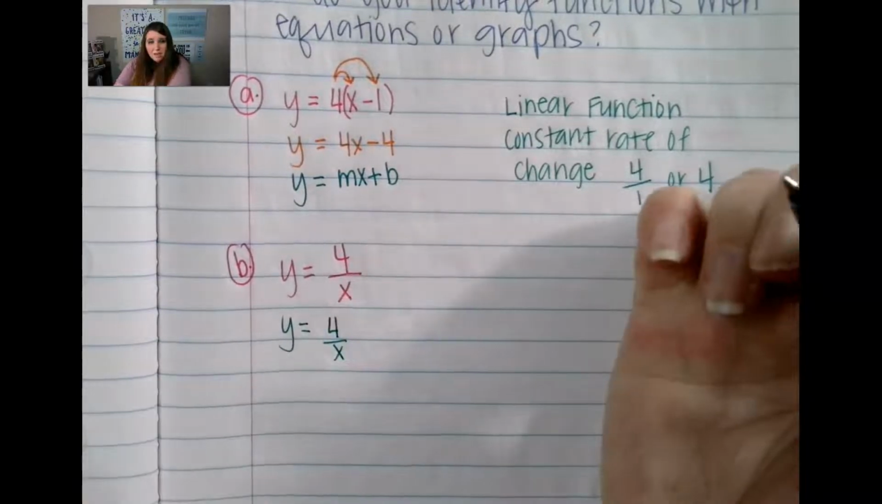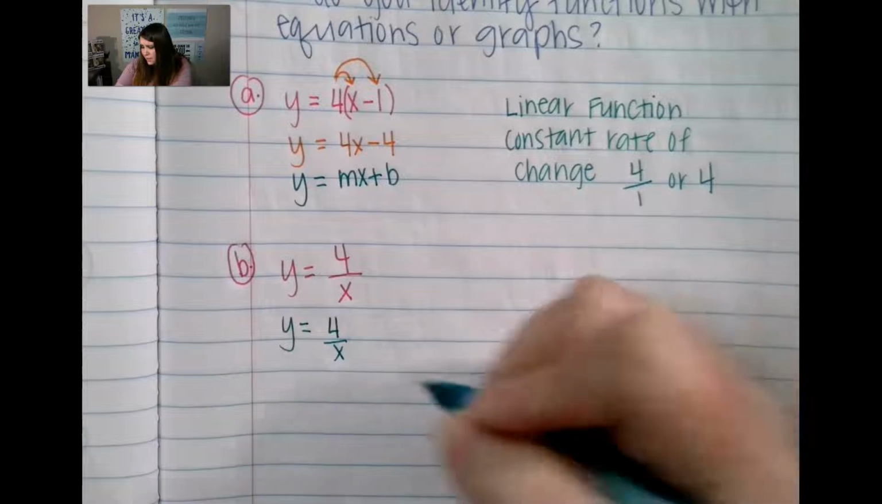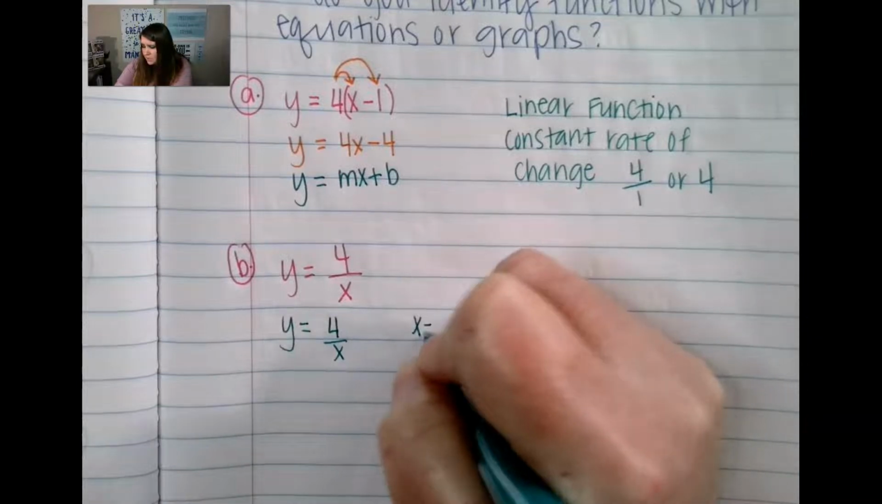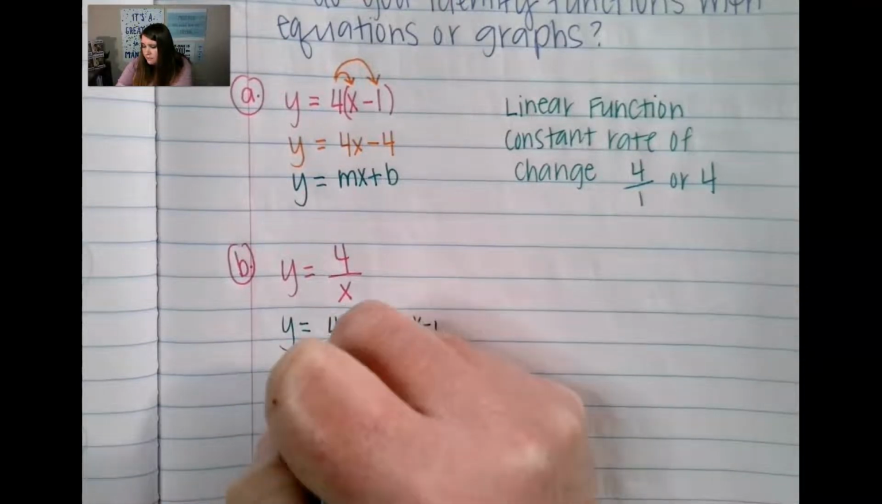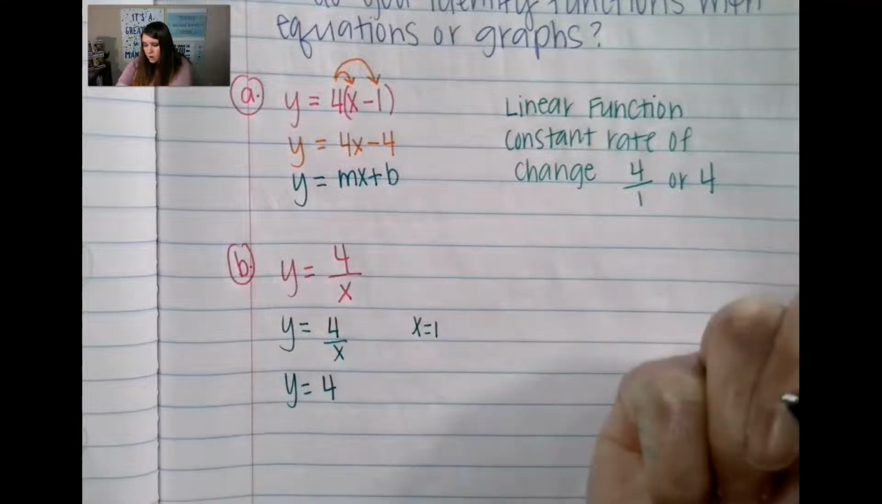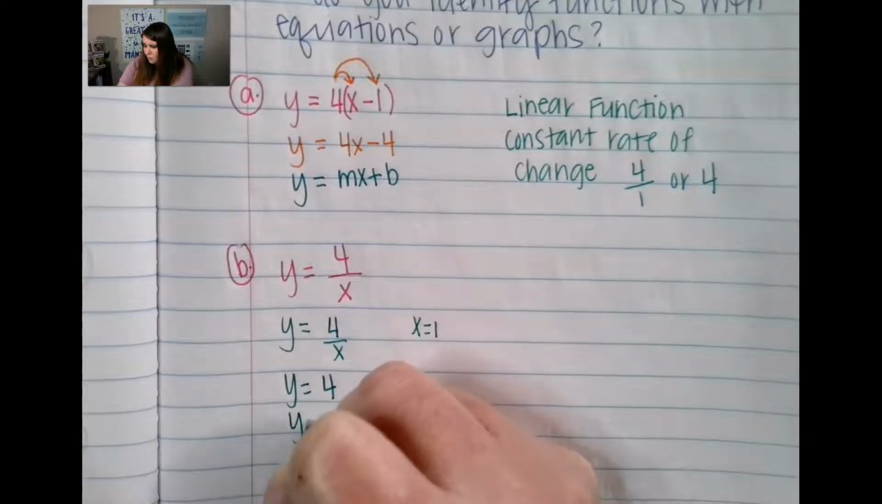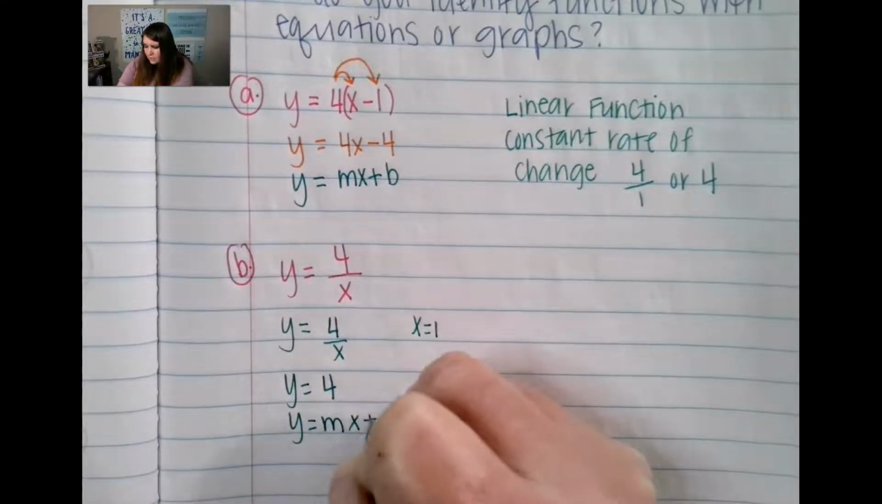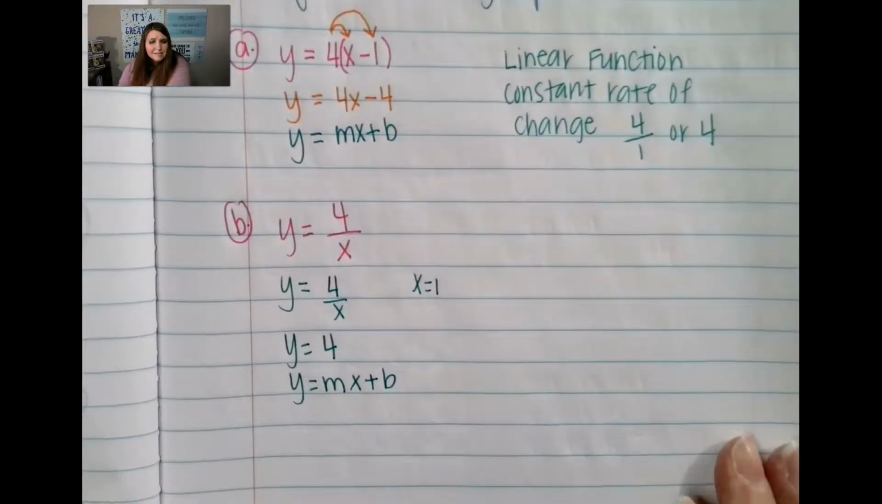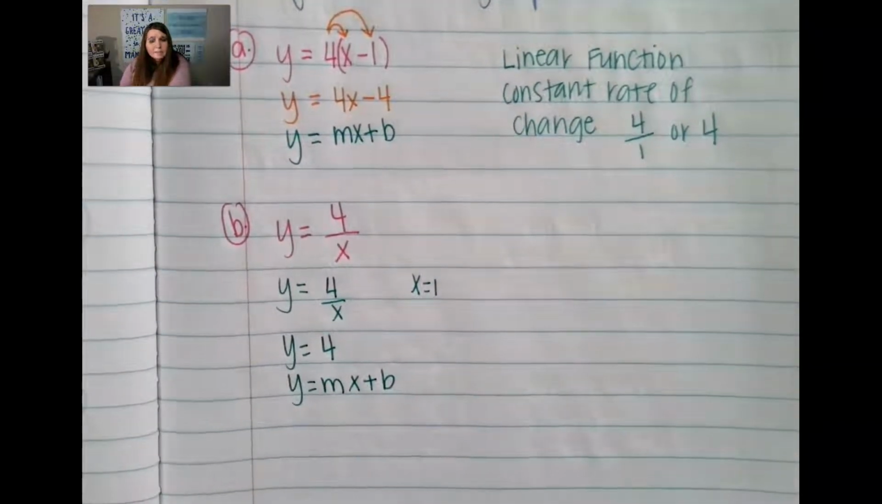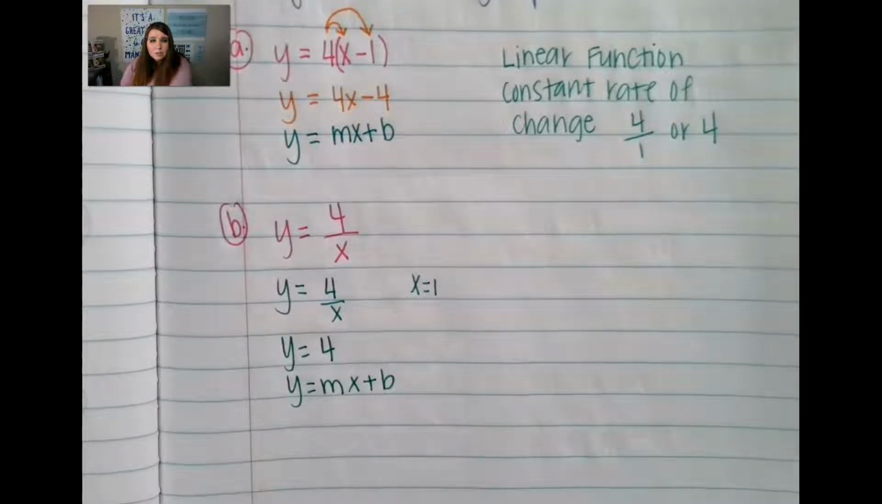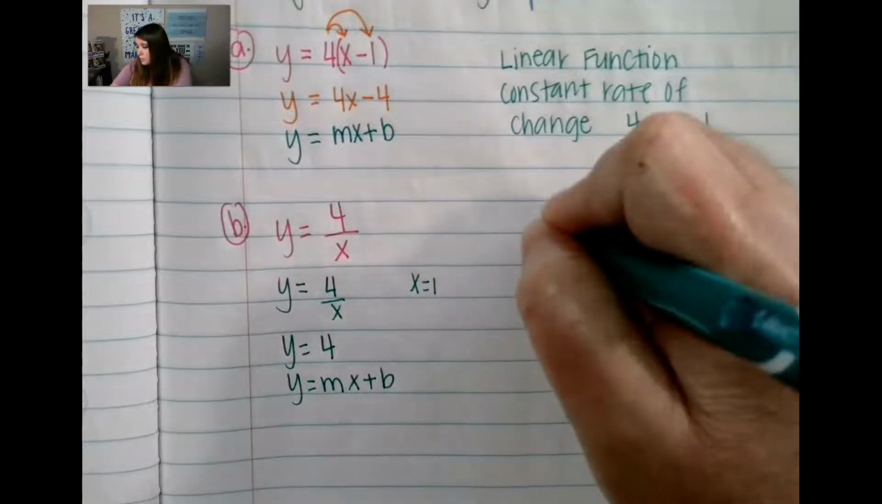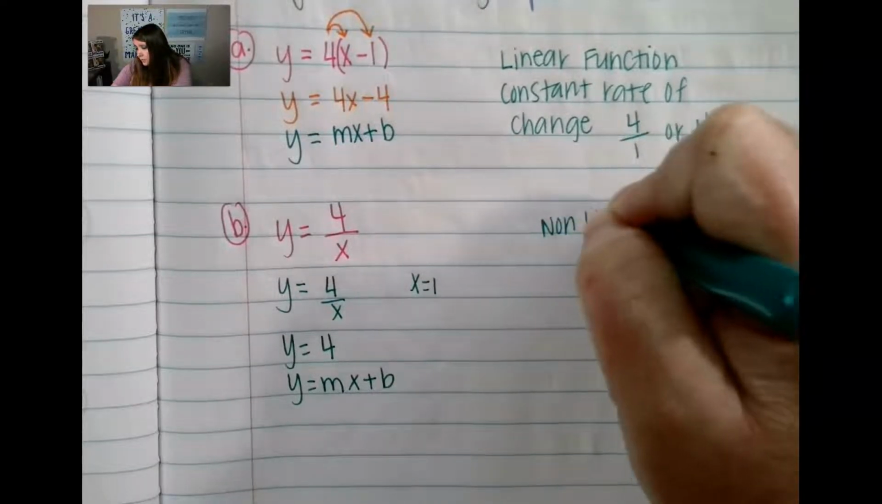I still don't have anything. If I were to substitute 1 in here, let's say x equals 1, I would just have y equals 4. That is not a y equals mx plus b. It is missing something, so it doesn't have a slope-intercept form. So this one is not linear. This one is non-linear.